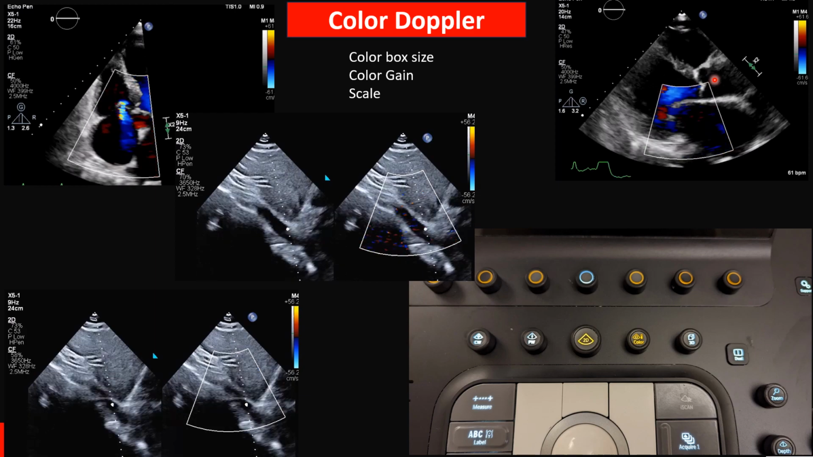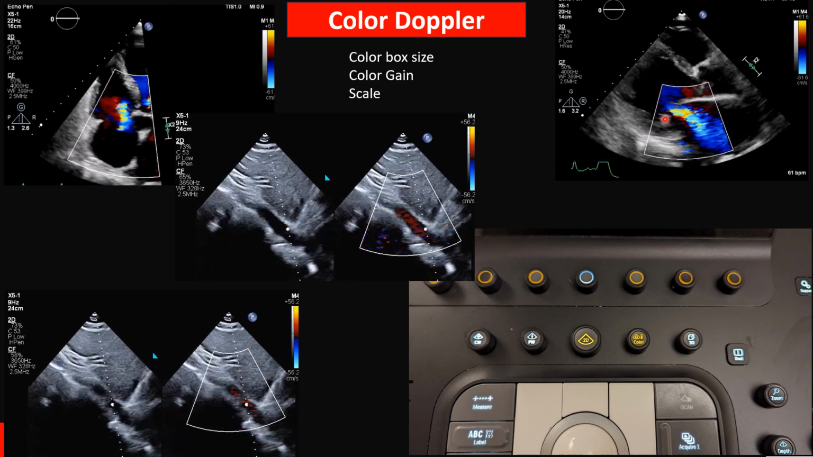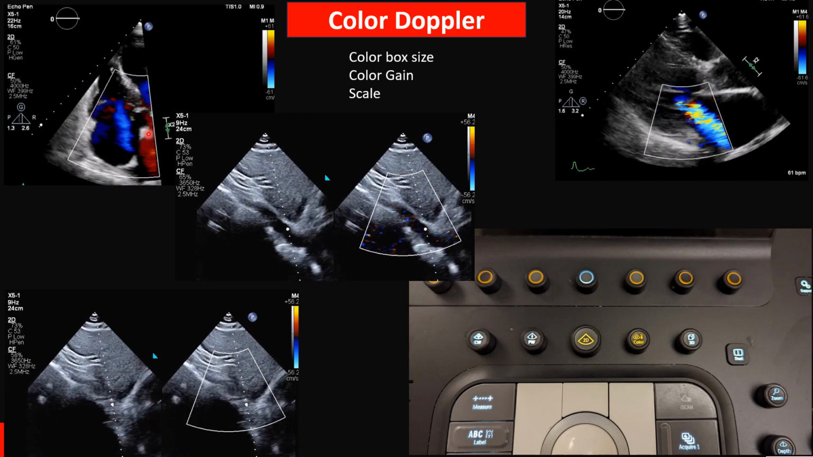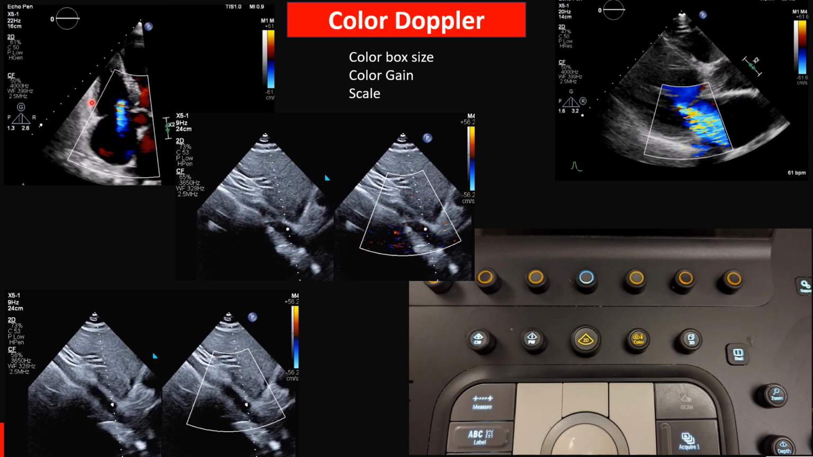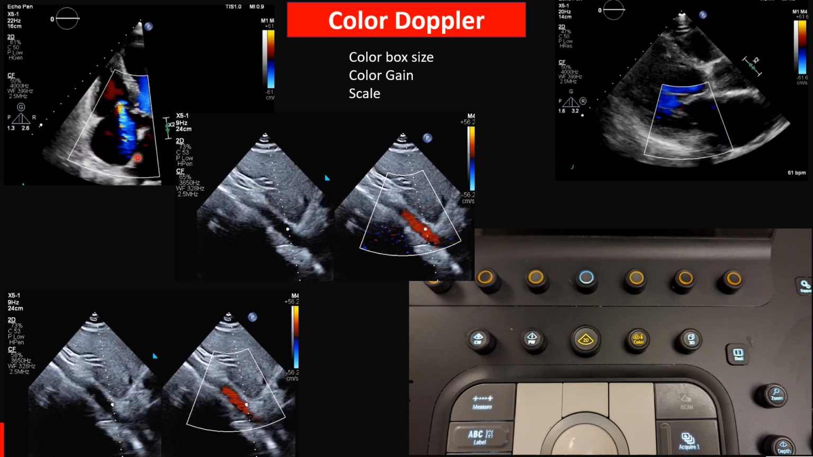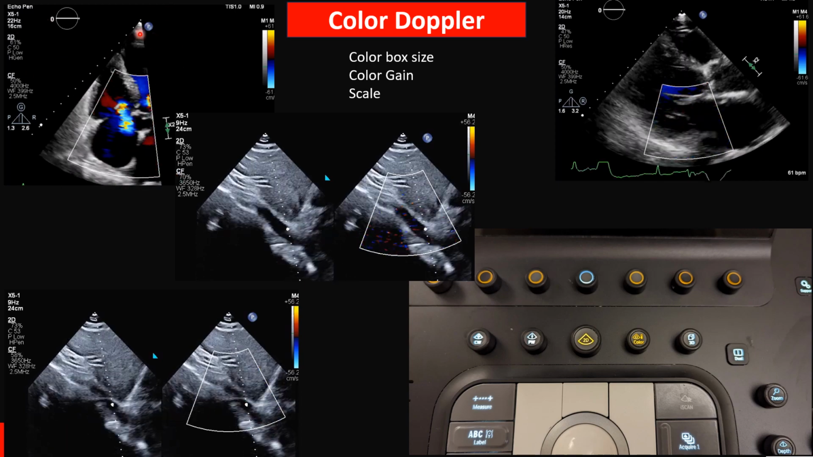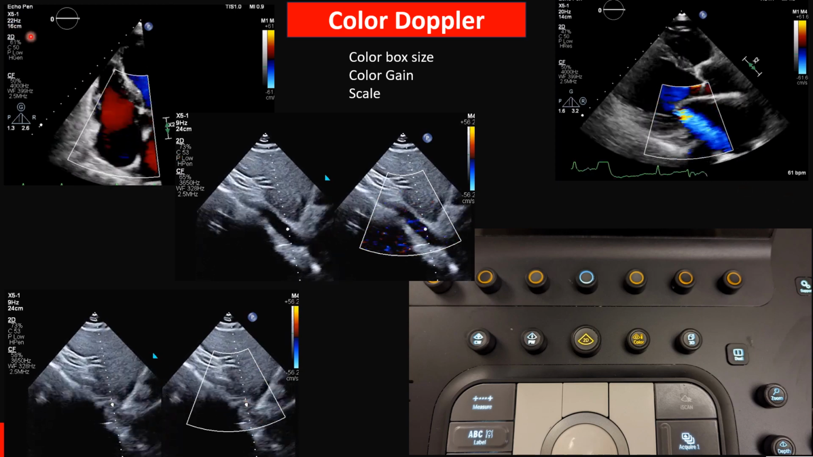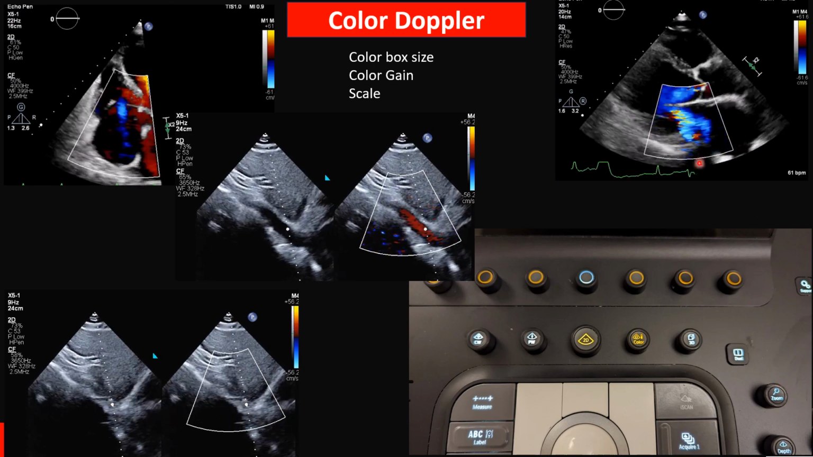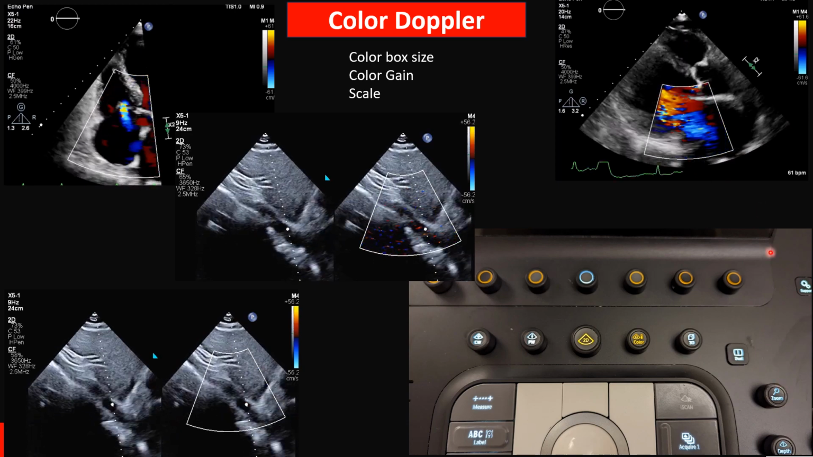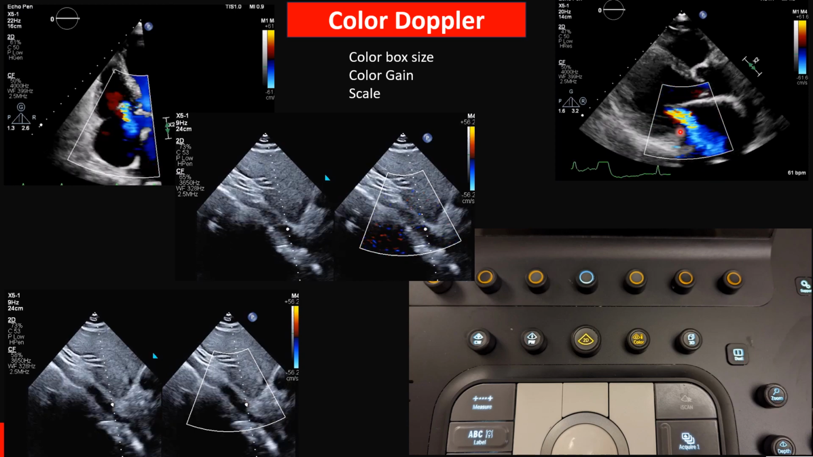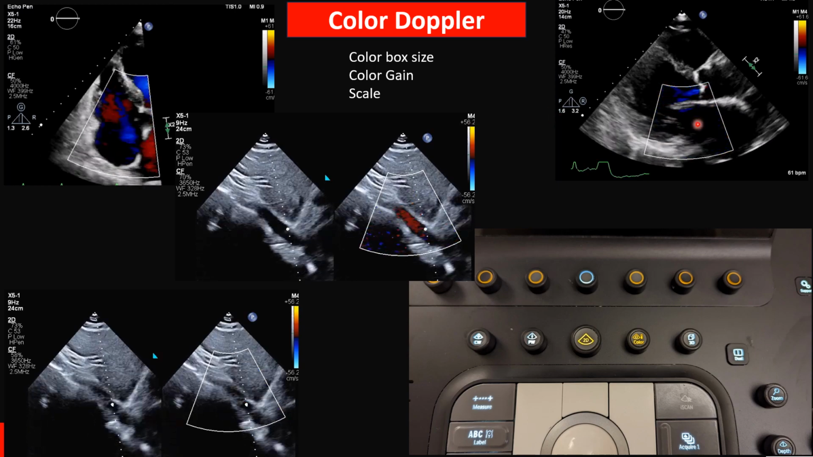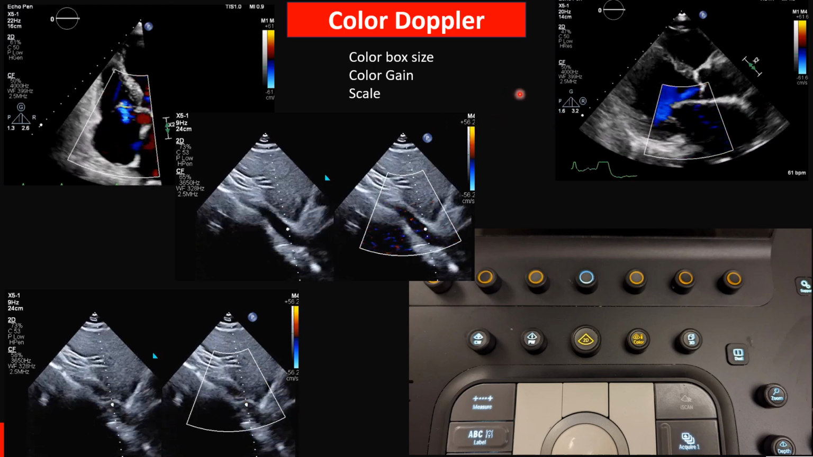In those cases where we need a higher frame rate, we can decrease the 2D sector width. Here you can see the frame rate increase from 20 to 22 hertz in this case where we decreased the sector width. In those cases where we need an even higher frame rate, we can use the zoom button in the color and 2D mode. In that case, not only does the sensitivity of the color Doppler increase, the frame rate increases too.